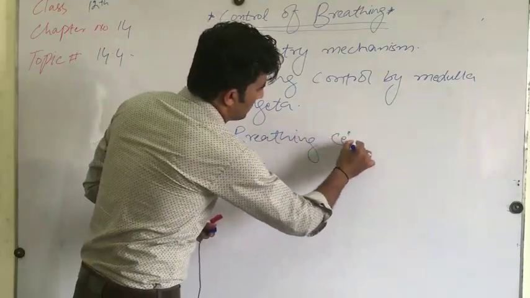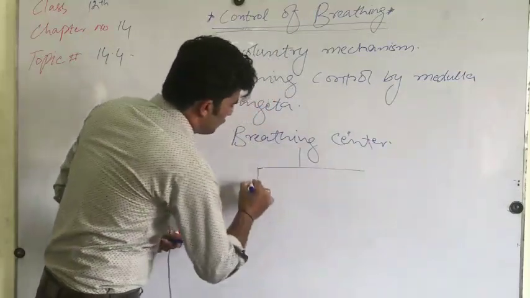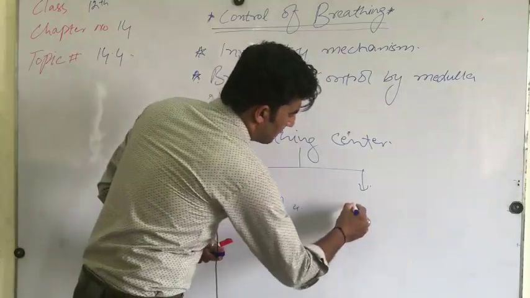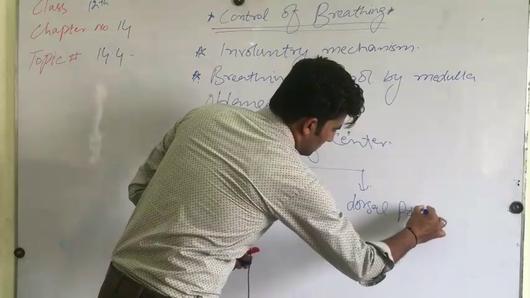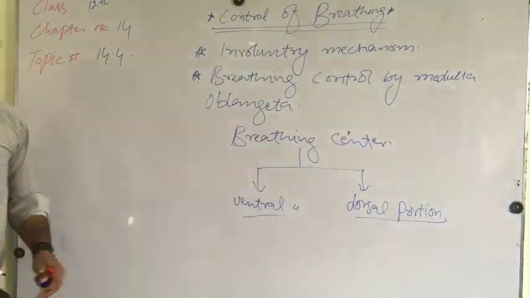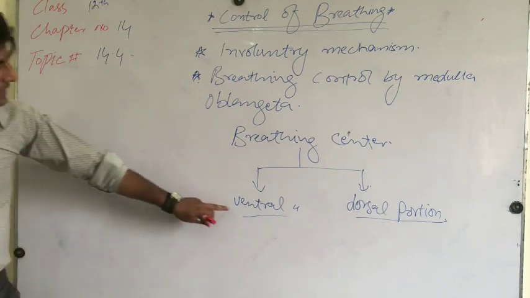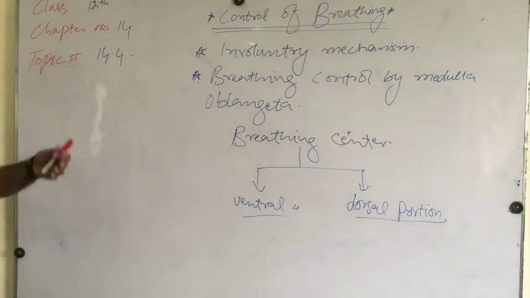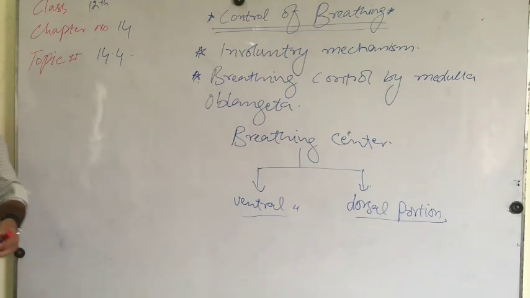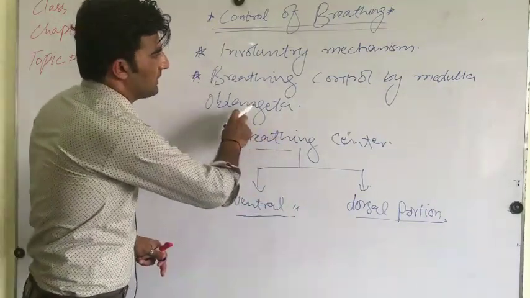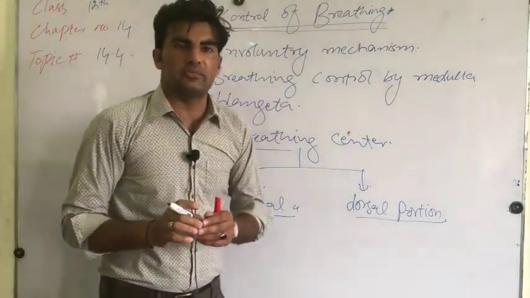The breathing control center consists of two portions: one is the ventral portion and the other is the dorsal portion. Both have their own function during voluntary and involuntary breathing. The ventral portion of the breathing center acts during increased rate of taking oxygen or gases from the outer environment, during inspiration. This is why it is called the inspiratory center, the ventral portion of the breathing center located on the medulla oblongata, which controls the respiratory system.